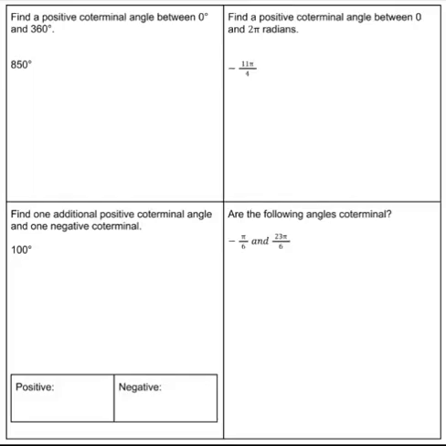All right, this is a review of the different ways I ask about coterminal angles. If you want to find a positive coterminal angle between 0 and 360 degrees, when you're in degrees, you're going to continuously subtract 360 until you are within that range of 0 to 360. So we're going to do 850 minus 360 to start.